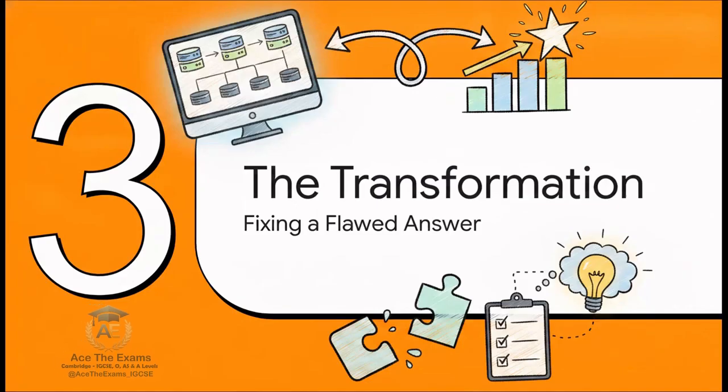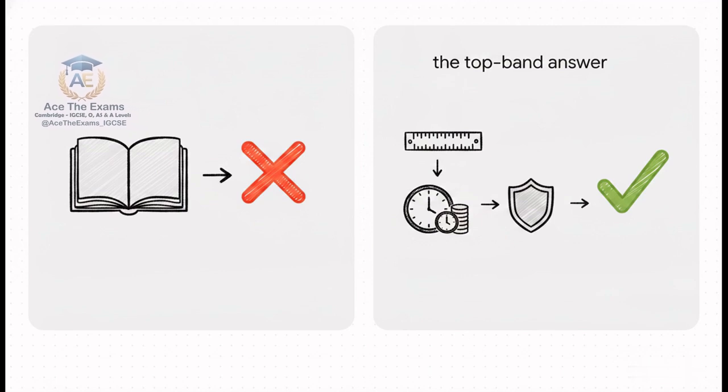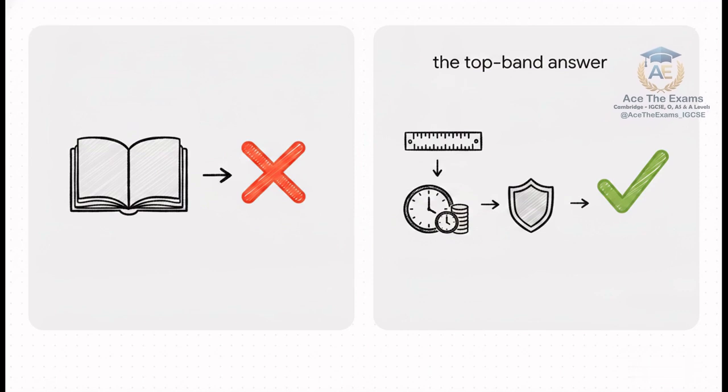Let's see this in action with Section 3, the transformation. Time to fix a flawed answer. Okay, bringing it back to our cold open mistake, let's see how our framework totally transforms it. On the left, there's our 0-mark generic answer: validation checks if data is sensible. Yikes. Now check out the top band answer on the right. In the payroll system, a range check ensures hours worked do not exceed 40, preventing overpayment. You see the difference? It doesn't just name drop the concept, it specifies the exact process, a range check. It anchors it directly to the payroll scenario, hours worked, and it states the practical outcome, preventing overpayment. Boom, that is how you get the marks.